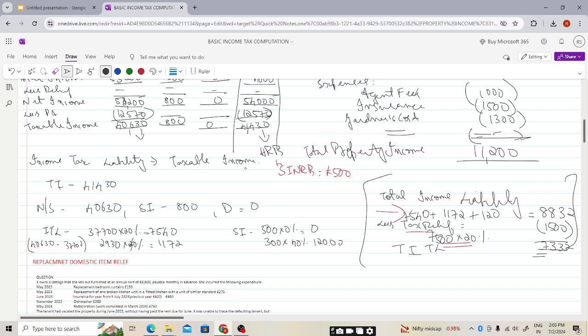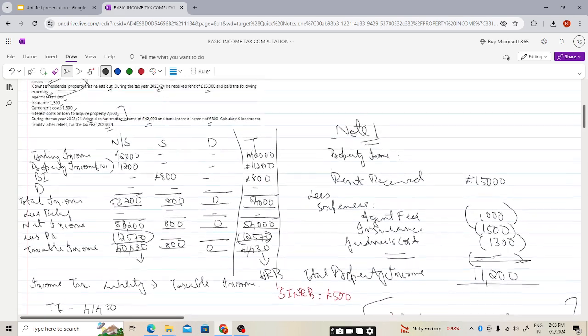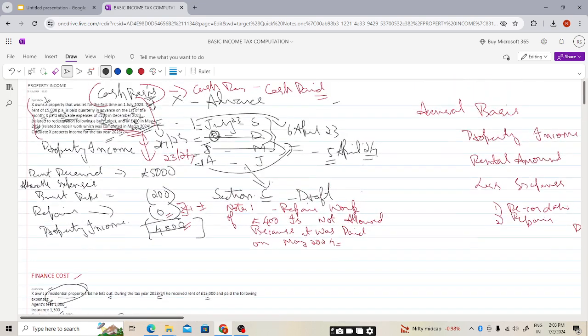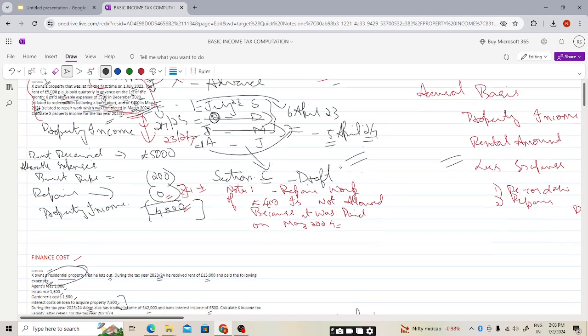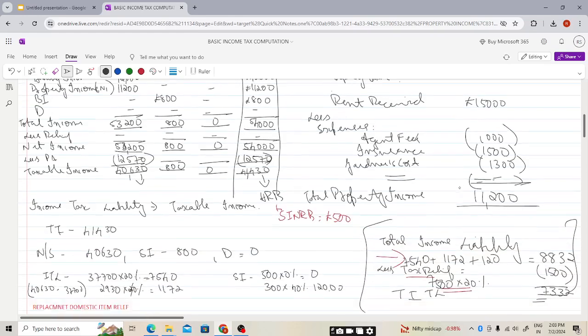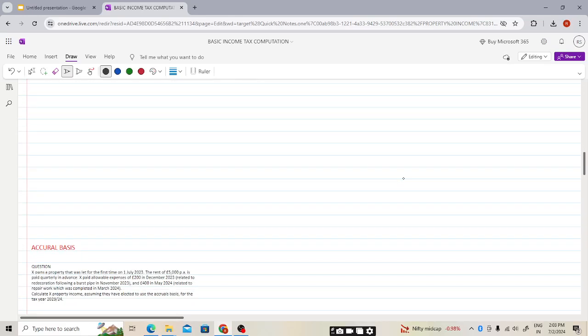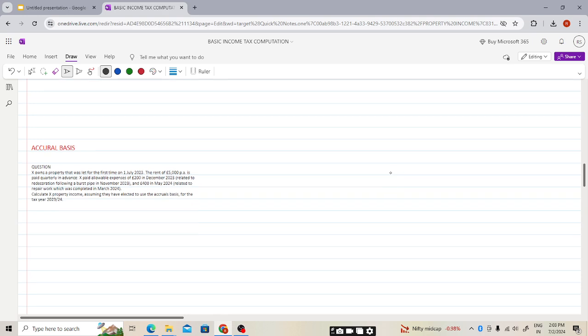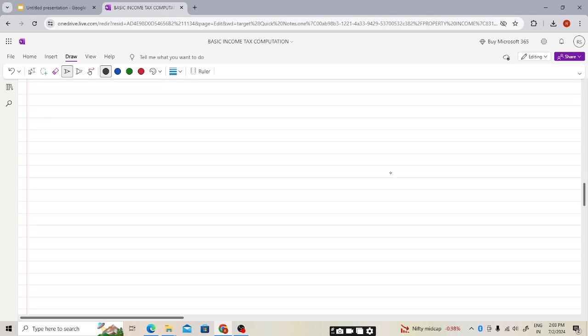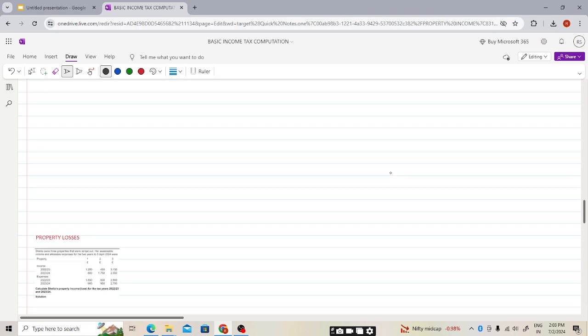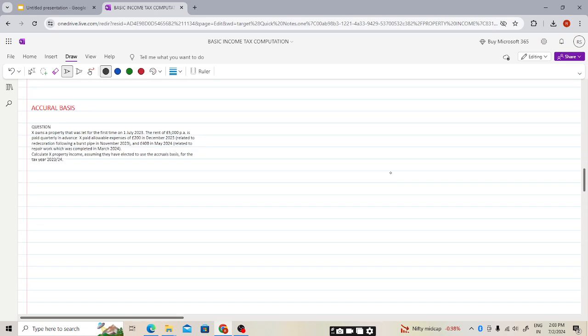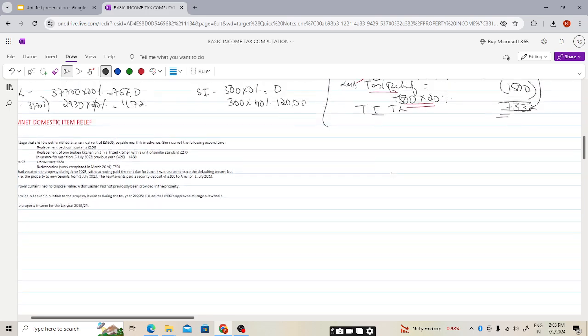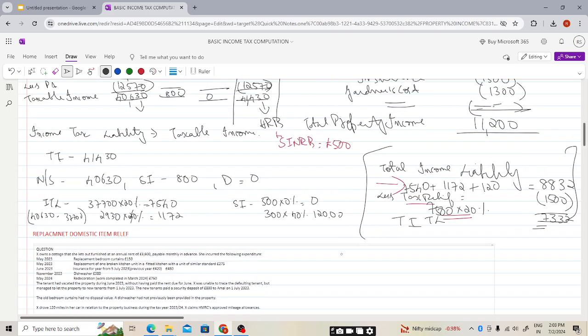So now we have covered these areas, the finance cost, the property income, the cash. We have done under the cash basis also and under the accrual basis also, both we have solved. So with this you will have a good idea. We have a further question on accrual basis, so we'll be solving that now. We'll be seeing some further rules, then we'll be moving to this topic.